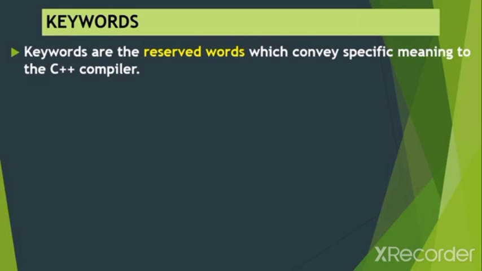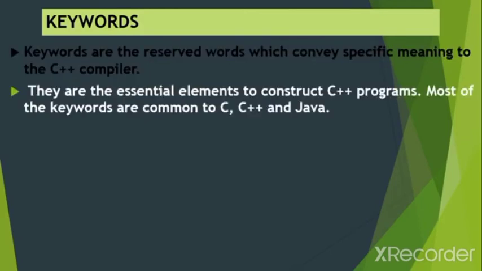Okay, so this keyword is a reserved word. Already it is reserved. For each word, a particular task is already defined. It is a pre-defined one. So that word can be used only to perform that particular task. We cannot use that keyword for any other purpose. That's why it is called a reserved word, which conveys the special meaning to the C++ compiler here. These are essential elements to construct a C++ program.